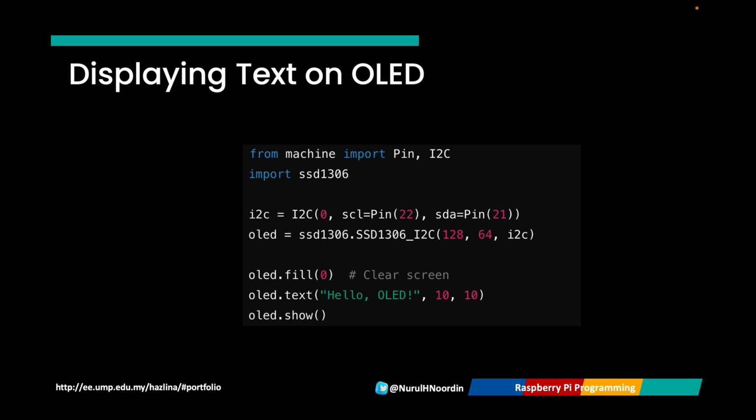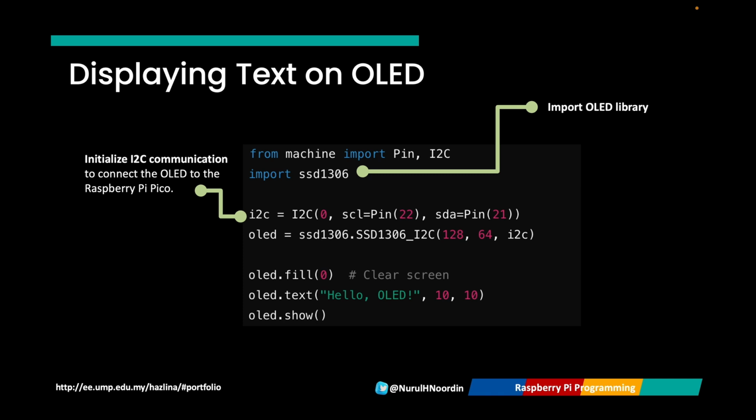Now that we have installed the SSD1306, let's write a simple Python program to display text on the OLED screen. Here's what each part of the code does. First, we insert the command to import the SSD1306. Then, we initialize the I2C communication to connect the OLED with the Raspberry Pi Pico. The screen is cleared by using this fill 0 function.